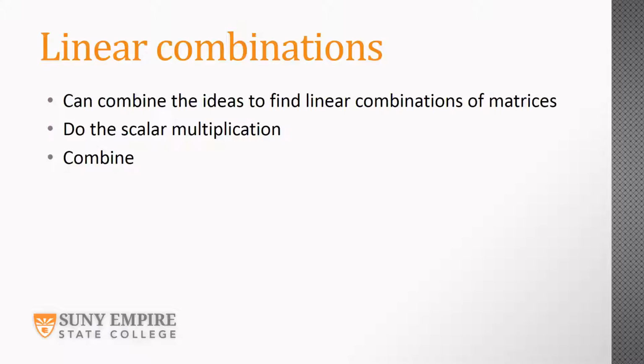We can combine the ideas of adding matrices and performing scalar multiplication to find linear combinations of matrices. How does this work? First, we need to do the various scalar multiplications. We finish by adding the resulting matrices.